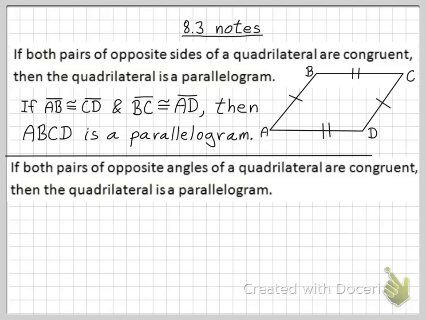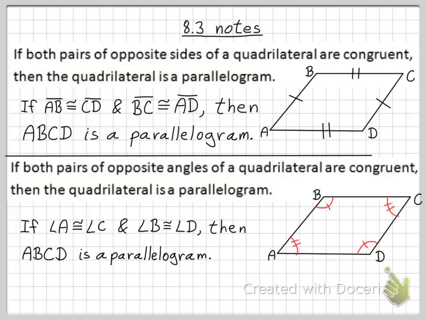Another one of these theorems that could be used to show that a quadrilateral is a parallelogram is if both pairs of opposite angles of a quadrilateral are congruent, then the quadrilateral must be a parallelogram. So if you have angle A congruent with angle C, and angle B congruent with angle D, the only way that can happen is if the figure ABCD is a parallelogram.